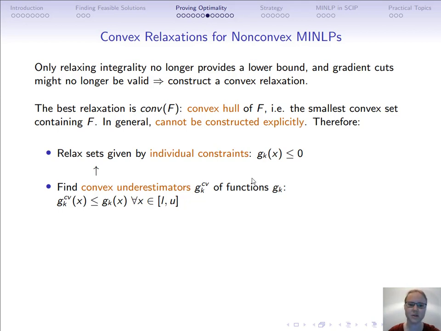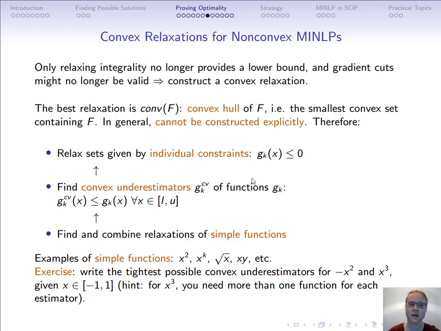And therefore we have to look at simple functions. And by simple functions, I mean functions for which we can directly, immediately construct a convex underestimator. And then we look at the function g_k, and we consider it as a composition of such simple functions. And then we build the underestimators individually for each of these simple terms and combine them to finally obtain the convex underestimator of g_k. And how the combining is done, I'm going to talk about this a little bit later.